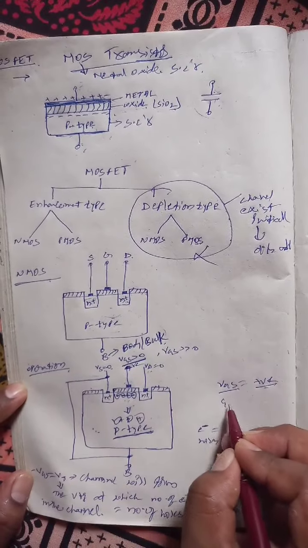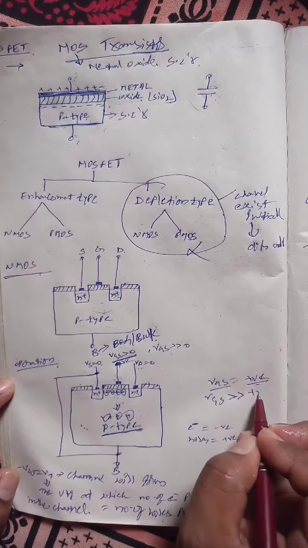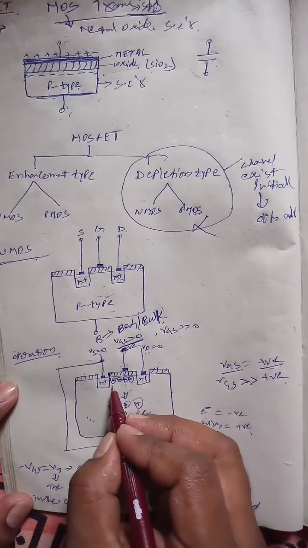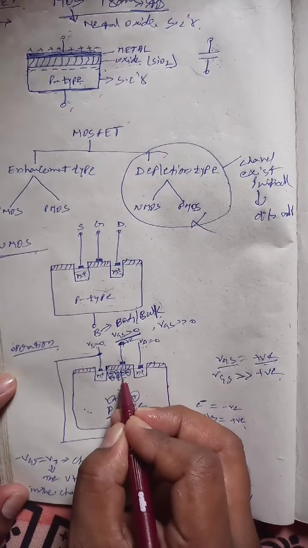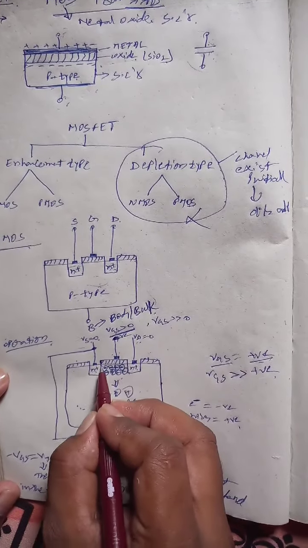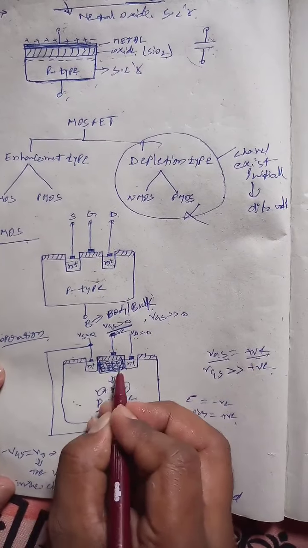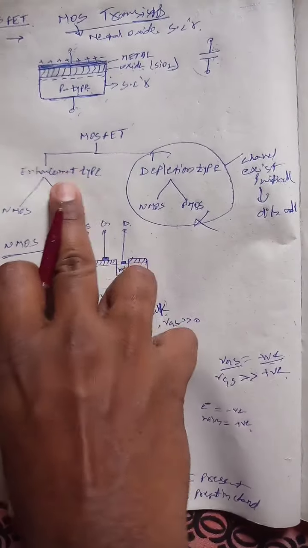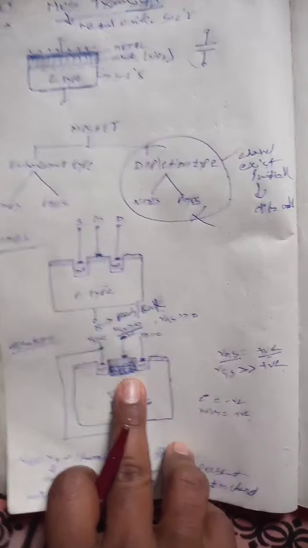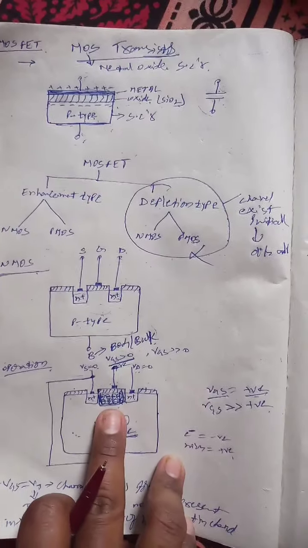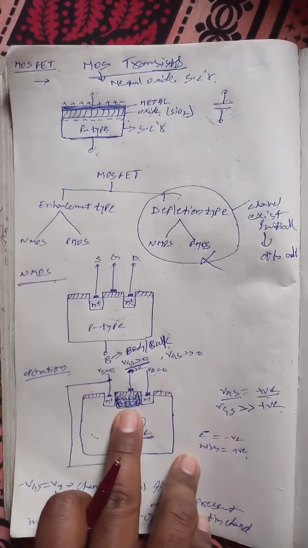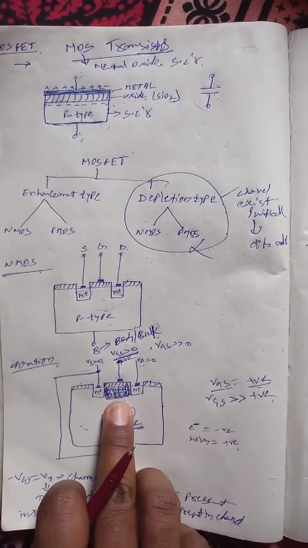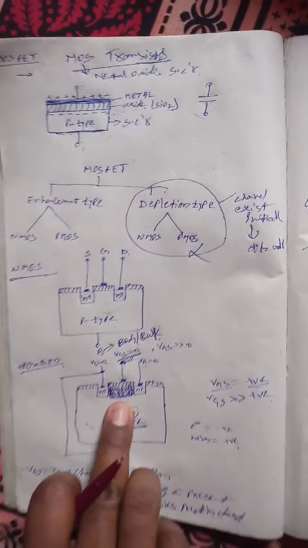So when we give VGS as highly positive, that means when we are increasing more and more, then what happens here? The minority charge carriers, negatives, are going to form one channel across this point. When we talked about enhancement and depletion MOSFET, we talked about this channel. In depletion type MOSFET, the channel is going to exist initially. So this is the disadvantage. But coming to enhancement MOSFET, only as we are giving input, the channel will be formed. So here the channel is going to form.